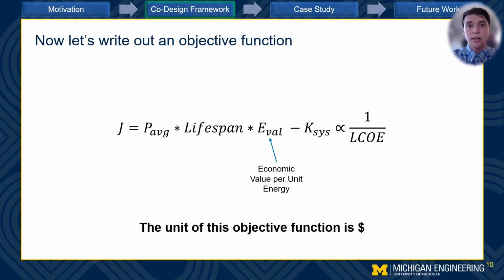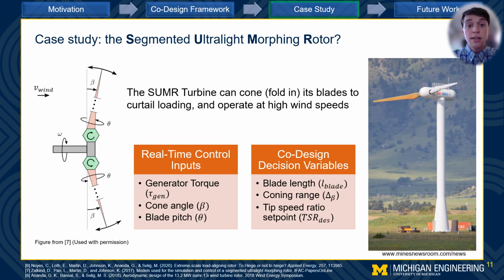To test out the efficacy of the proposed framework, we decided to perform a case study on an existing morphing energy harvesting system. We chose the segmented ultralight morphing rotor, or SUMMER, turbine developed by Lucy Powell, Eric Loth, and Michael Selig's groups. Now, we chose this system in particular to leverage existing cost models.